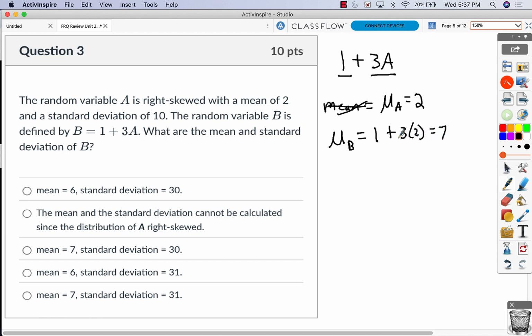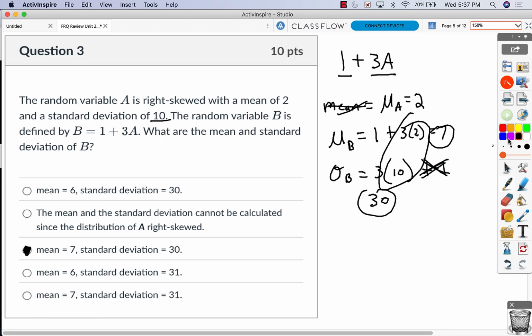The mean will go through the entire process, but the standard deviation will go through the multiplying process only. So it's going to go through the multiplying process, so 3 times 10, but we do not add the 1. So it would be 30. So it's 7 and 30. Measures of variability do not get added. Everything gets multiplied.